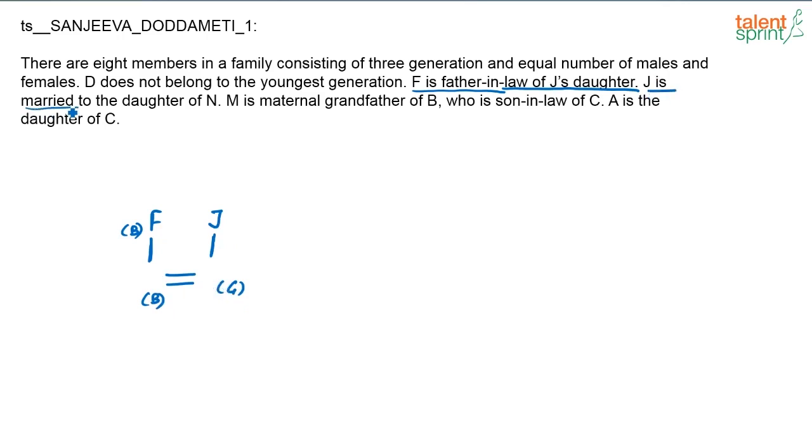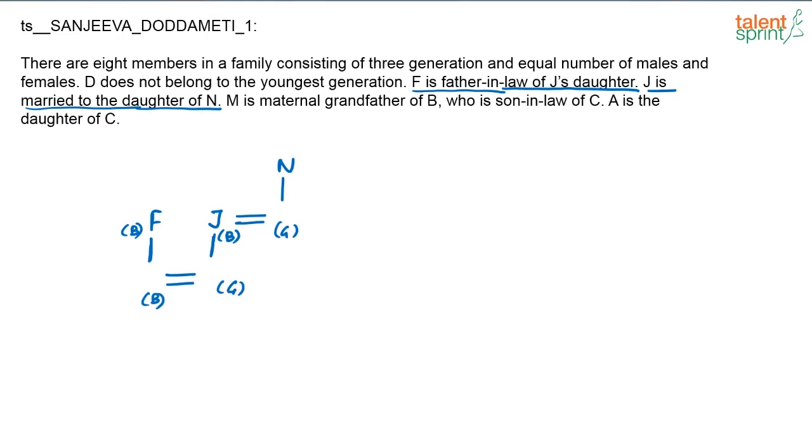J is married to the daughter of N. So N has a daughter who is married to J. So J is again a male. M is the maternal grandfather of B, who is the son-in-law of C. A is the daughter of C. Now what is given? M is the maternal grandfather of B.